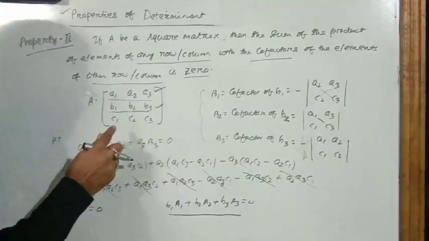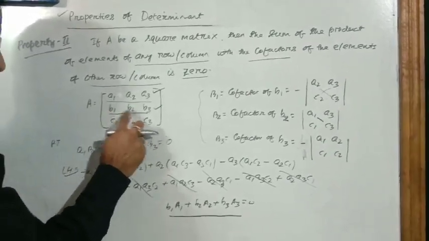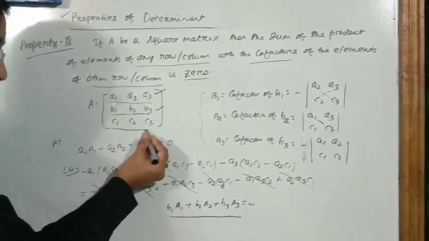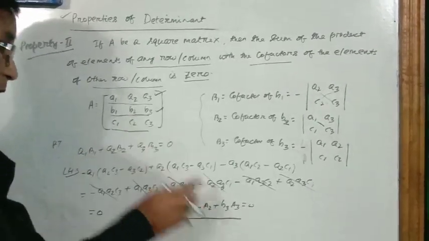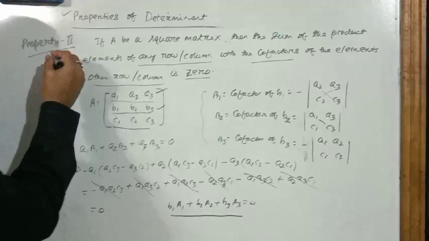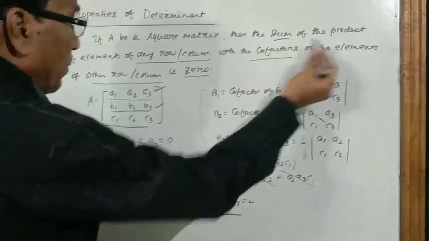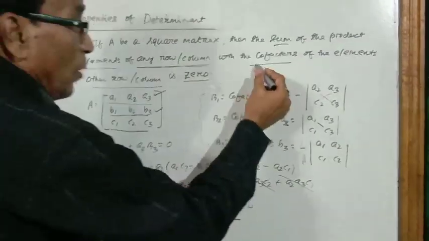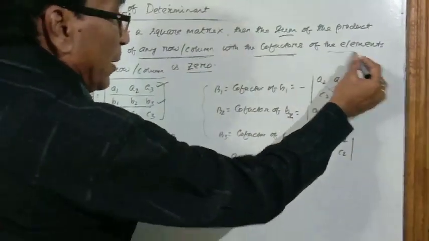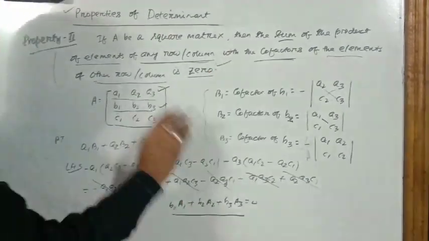Similarly, again we can prove that the sum of the product of the elements of the second row multiplied with the cofactors of the elements of the third row will again be 0. So this is the property 2. That means always you remember that the sum of the product of the elements of any row or column with the cofactors of the elements of the other rows or columns is always equal to 0.